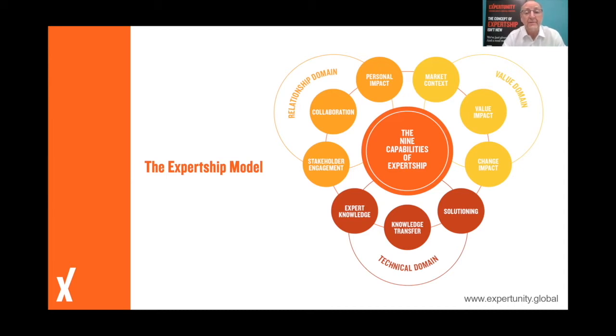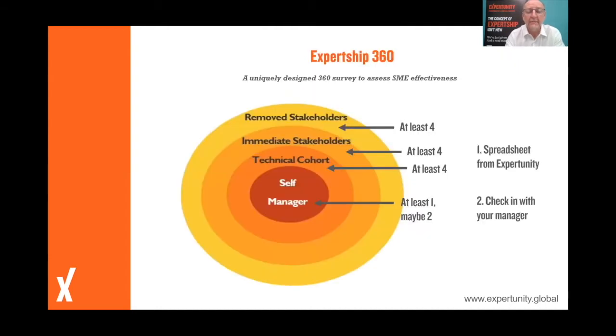Typically, your experts will be pretty good in a technical domain, and they'll have slightly patchier results in the relationship domain and value domain. So what role can you play in helping your expert with this 360? Well, it turns out it's significant. Let me show you first and foremost the design of the assessment.